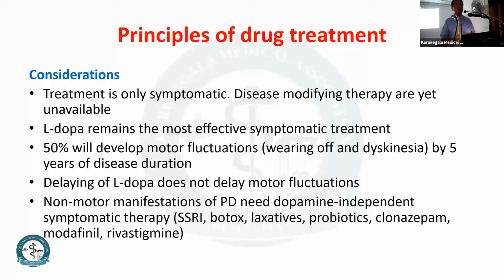Then there are non-motor manifestations of Parkinson's disease. They are not dopamine dependent. So patients may develop depression, they may develop constipation, like I told you. Those things have to be treated on their own merits. For example, for depression, we will use SSRIs. Patients who have dystonia, we use Botox. Patients who have constipation, we use laxatives or probiotics. Patients who have sleep problems, we use clonazepam or modafinil. Patients who have walking difficulty, we use rivastigmine. Patients who develop hallucinations, we use rivastigmine.